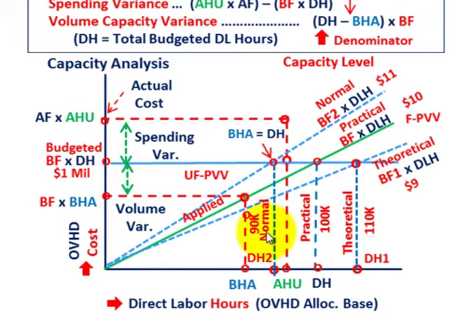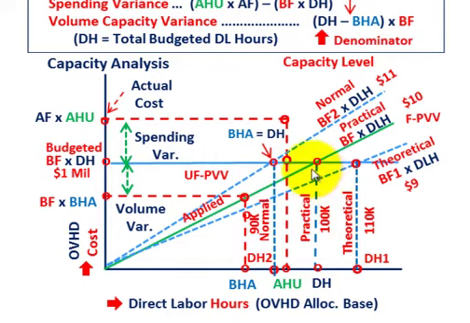So you can see here, theoretically, you'd have to produce at a direct labor hour rate 20,000 more than the normal amount. So that's going to give you a really high production volume variance. And the practical is sort of in between our normal and our theoretical amount.